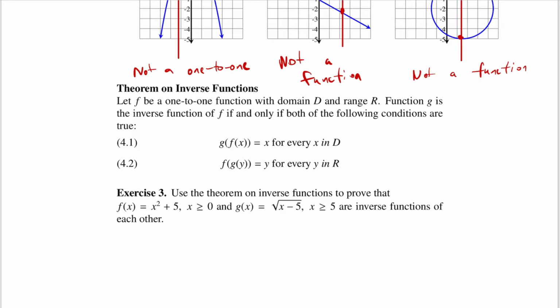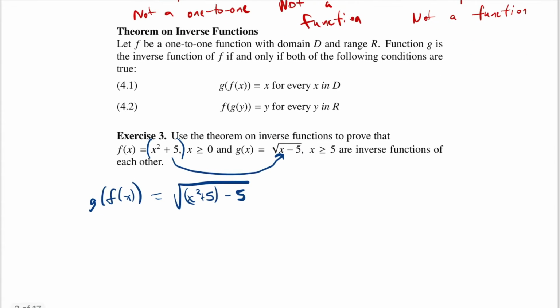All right, so first let's start off with g of f of x. For that, I'm going to substitute the f function into the g function. So that means we have the square root of x squared plus 5, that replaces the x here, minus 5.